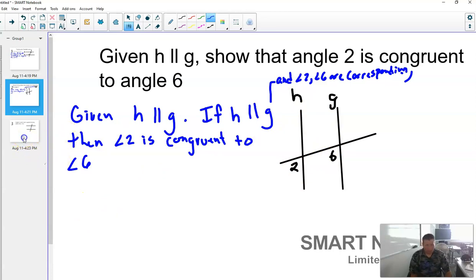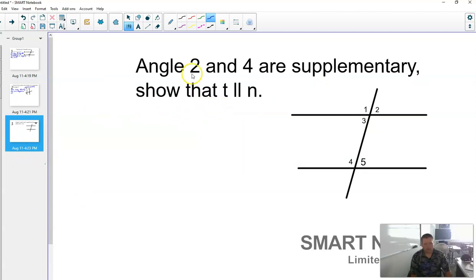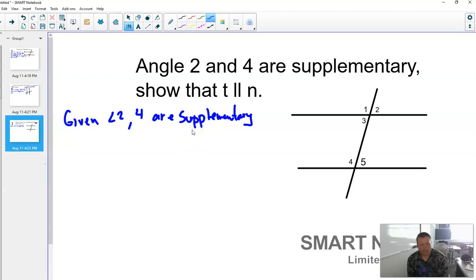Okay, let's look at another one here. Looking at this, what I'm given here is that angle 2 and 4 are supplementary. That's given to me, so I'm just going to write "given: angle 2 and 4 are supplementary." Also, what else am I given? If I look here, I know that 2 and 3, that part I'm given.